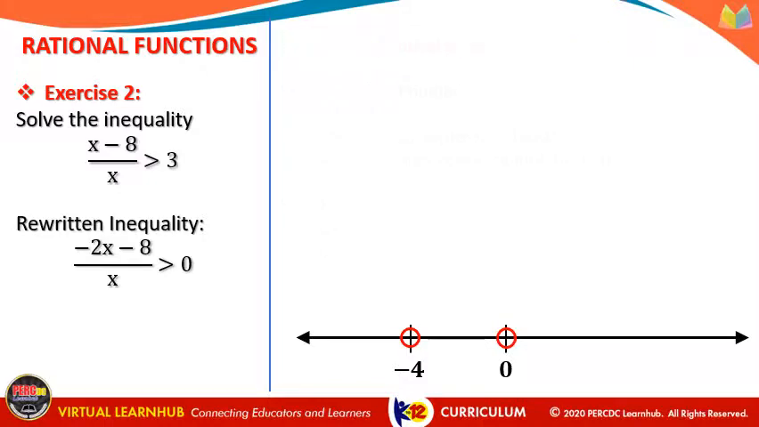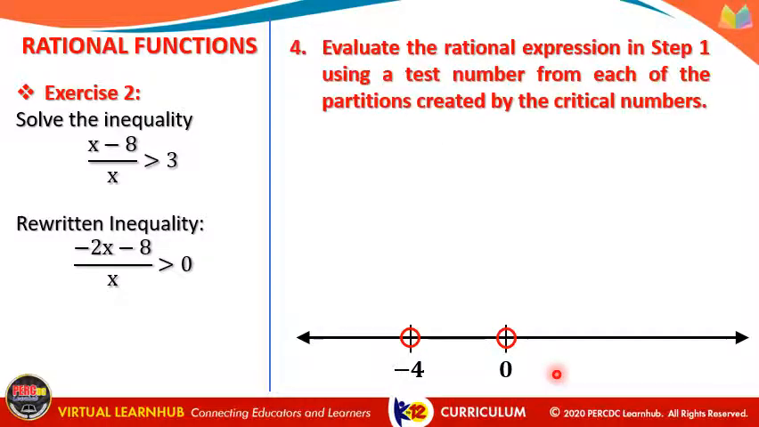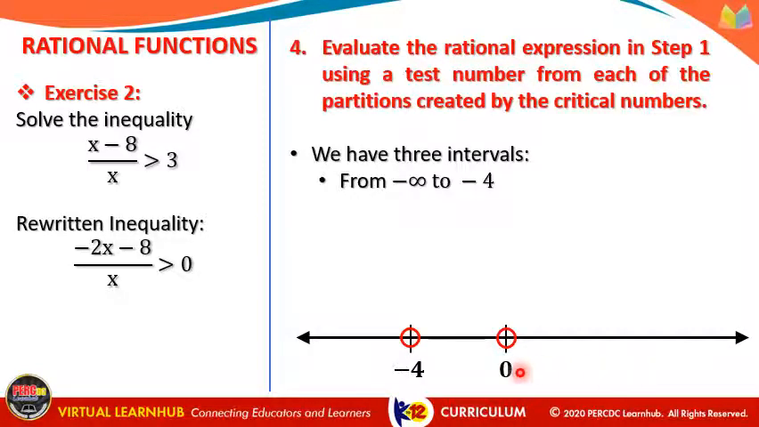Step 4. Evaluate the rational expression in step 1. Again, ito yung tinutukoy natin, no? Yung inayos natin na inequality. Alright, so evaluate this using a test number from each of the partitions created by the critical numbers. Let's take a look at our number line. Ilang partitions ang nabuo natin? 3. Ano yung tatlong yon? Magmula negative infinity hanggang negative 4, magmula negative 4 hanggang 0, at magmula 0 to positive infinity. So these are our 3 intervals.